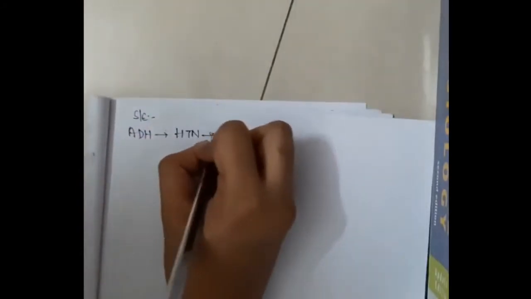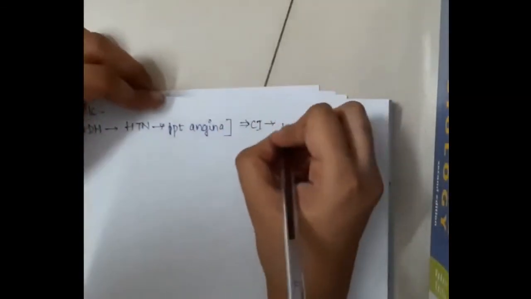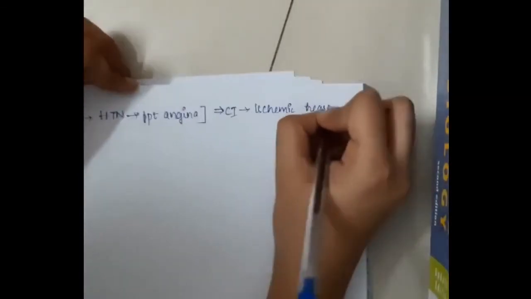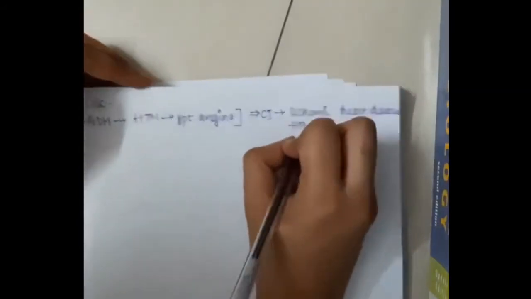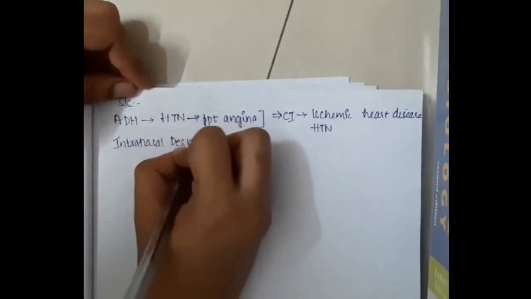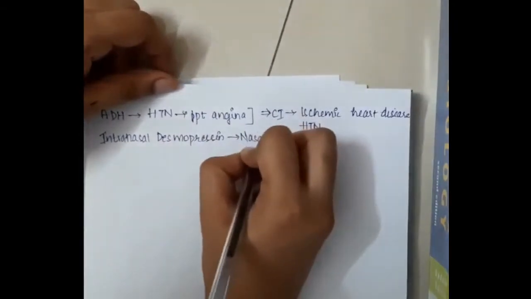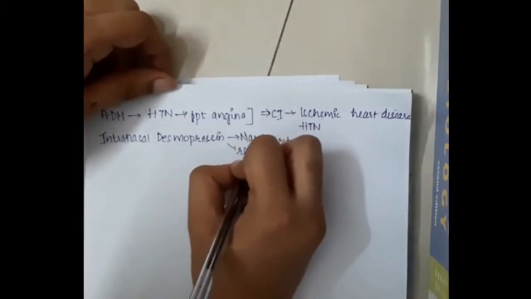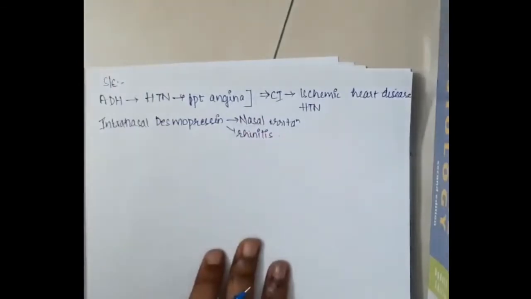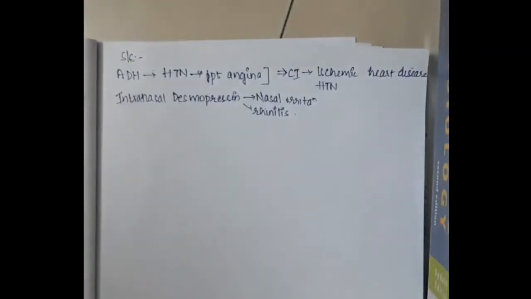Then if you see the side effects, antidiuretic hormone, through action on V1 receptors, causes vasoconstriction, and it can result in hypertension, and it can precipitate angina. Because it can precipitate angina, it is contraindicated in ischemic heart disease and hypertension. Then intranasal Desmopressin can cause nasal irritation and rhinitis, and it can also cause dilutional hyponatremia as a side effect.